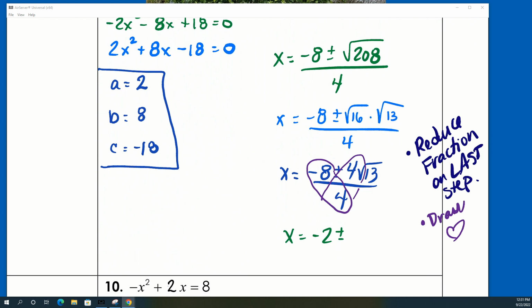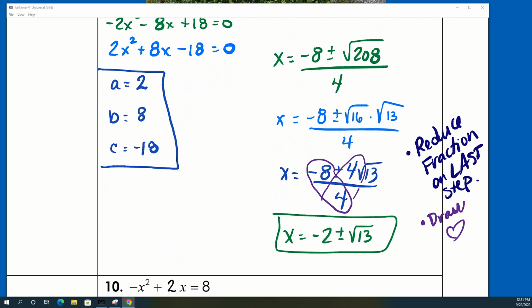I don't really have to write 1 square root of 13. It wouldn't be wrong if you did, but it's just going to be the square root of 13. Do you guys think I need to write the 1 in the denominator? No. So if 1 is the only thing on the bottom, you don't have to write it. So this is the final answer.